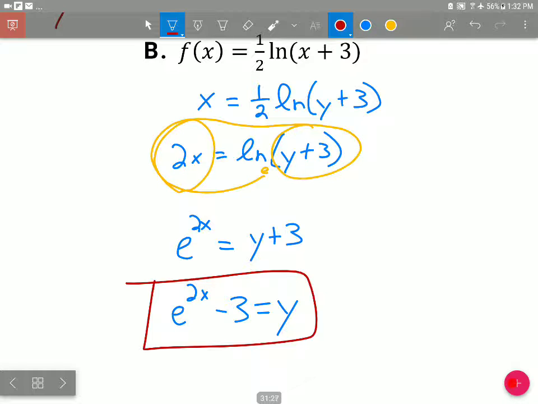Okay. Try letter C. I want to do both of those before we leave. So try letter C.